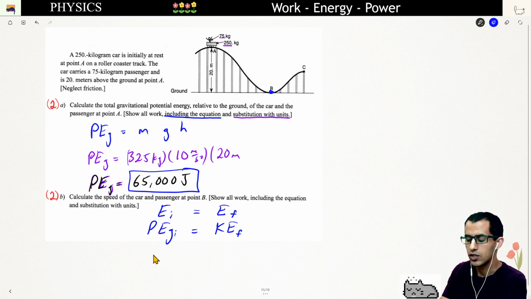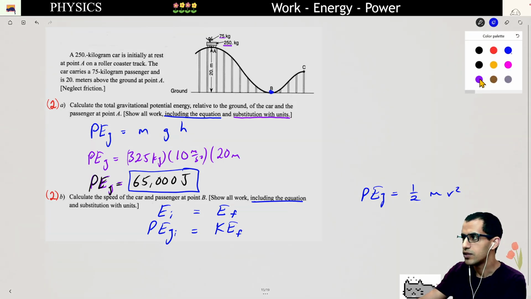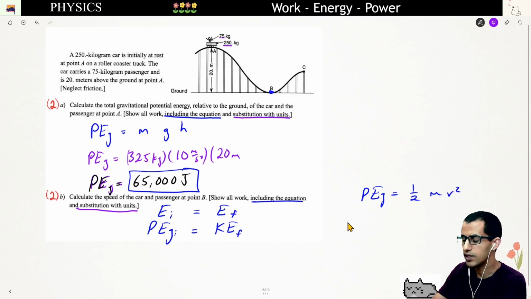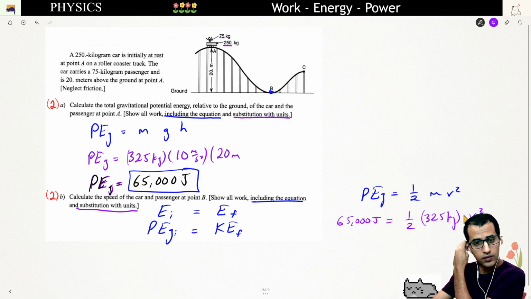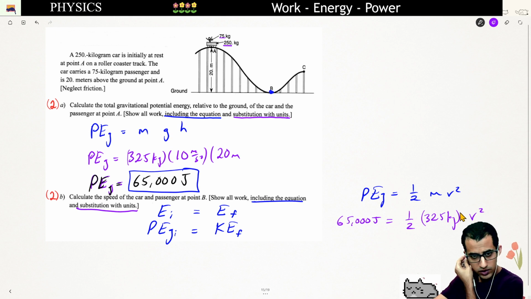So I can really just write the equation. The equation can just be the gravitational potential energy is equal to 1/2 mv squared, where v is my unknown. And then my substitution with units would be 65,000 joules from my previous problem, equal to 1/2 times the total mass, 325 kilograms, times v squared, and I'm solving for v. But you can see that's all I would need to show for my equation and substitution.